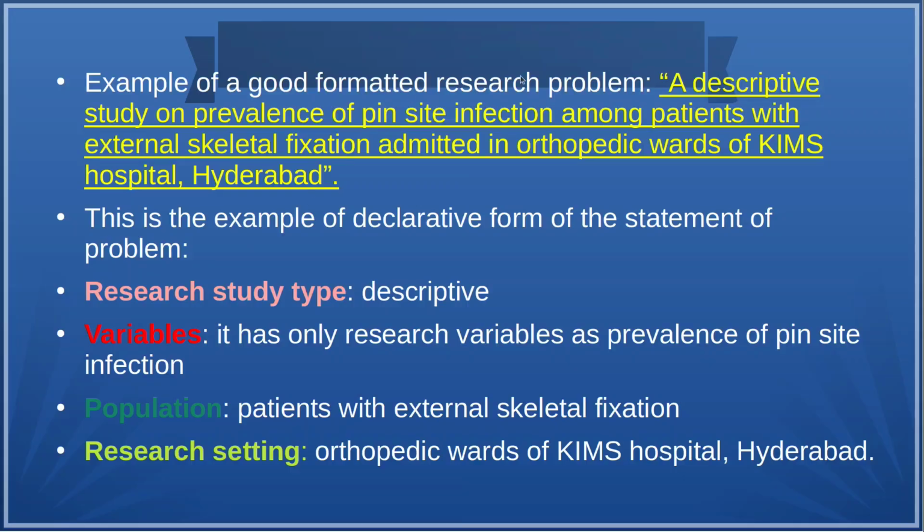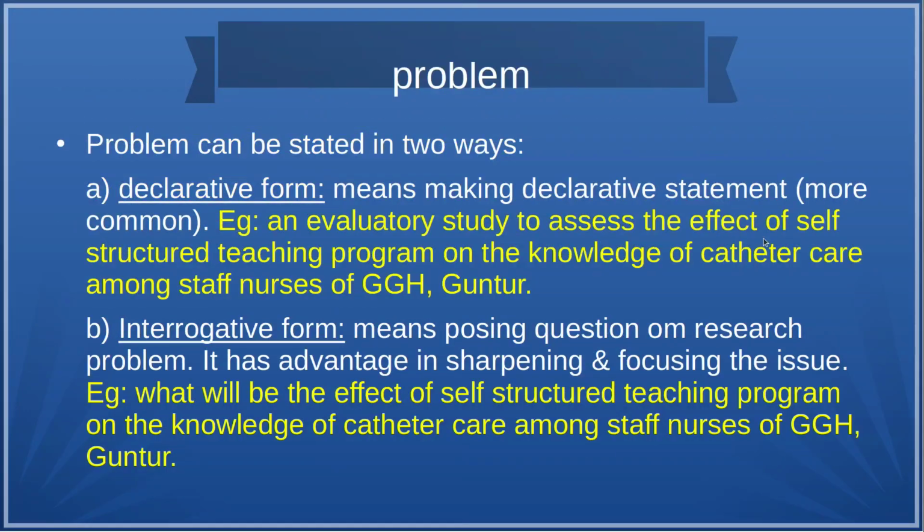Variables. What are the variables in this problem statement? It has only research variables, such as prevalence. Prevalence of pin site infection is the variable. It may change from one patient to another patient. So something which varies is a variable. Population. Who is the population here? Patients with external skeletal fixation. Research setting: orthopedic ward of King's Hospital, Hyderabad.